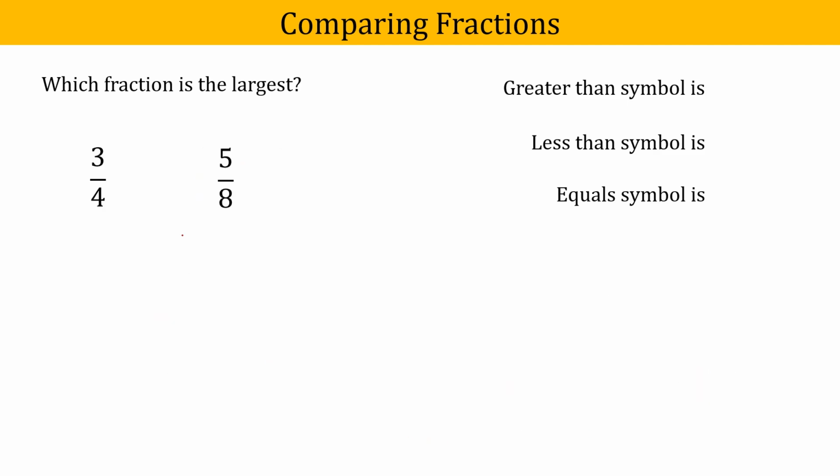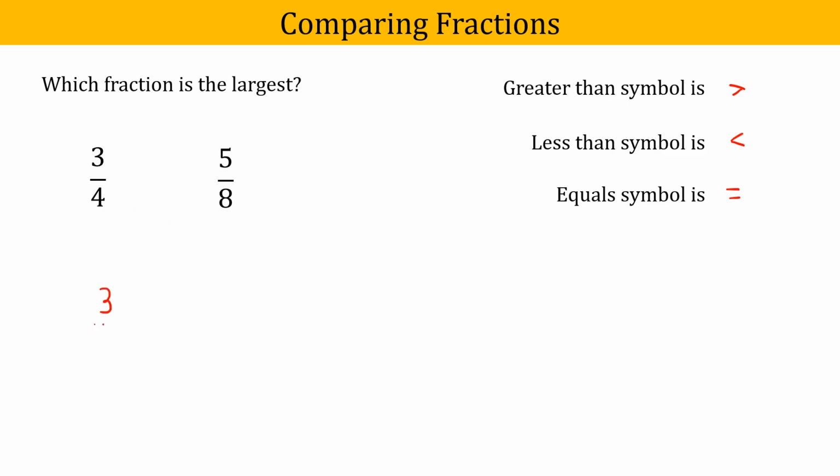Okay, now we get to a more complicated example. What happens when we compare something and the denominators are not the same? In this case, I got 3 over 4, which has a denominator of 4, and I got 5 over 8, which has a denominator of 8. Since they aren't the same, we must try a different method. There is a method I want to show you. It's called the butterfly method.